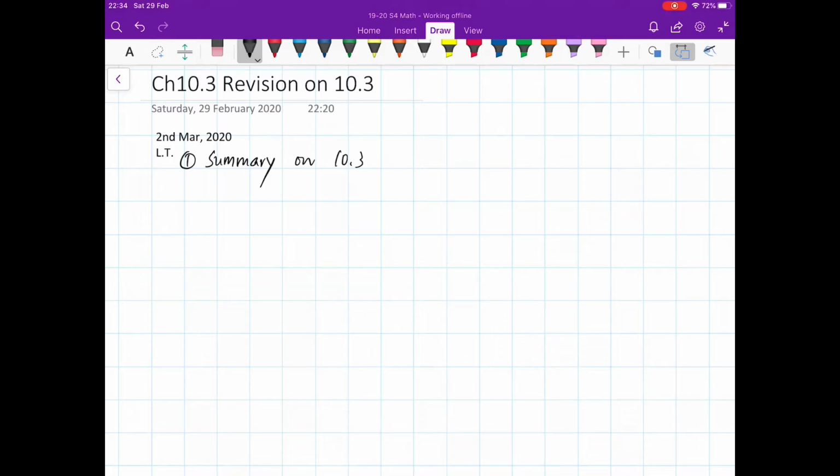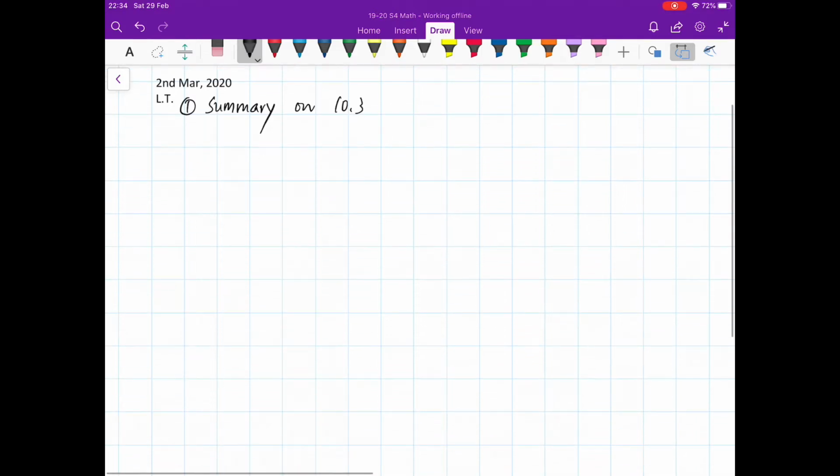Okay, so in chapter 10.3, we learn about the range for sin x and cosine x. Okay, so can you tell me what are their maximum and the minimum value? Okay, so for both of them, the minimum value is -1. And for the maximum value, they are 1.